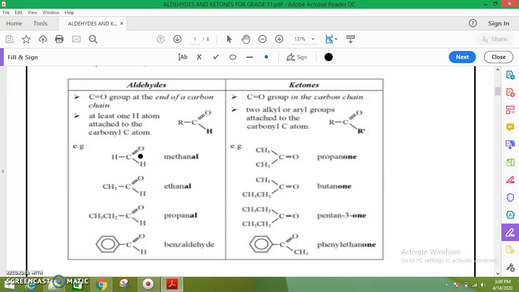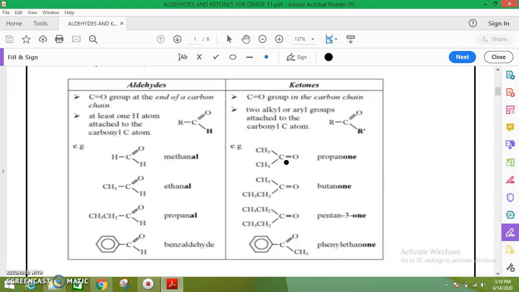Here some examples are given. First, how to write the name. If it is an aldehyde, at the end we write -al, and if it is a ketone, at the end we write -one. H, C double bond O, then H. Here hydrogen is attached to the carbonyl group, so this is methanal because there is one carbon. Here we have two carbons, but hydrogen is attached to the carbonyl, so we call it ethanal. Here propanal, here benzaldehyde because of the benzene group.